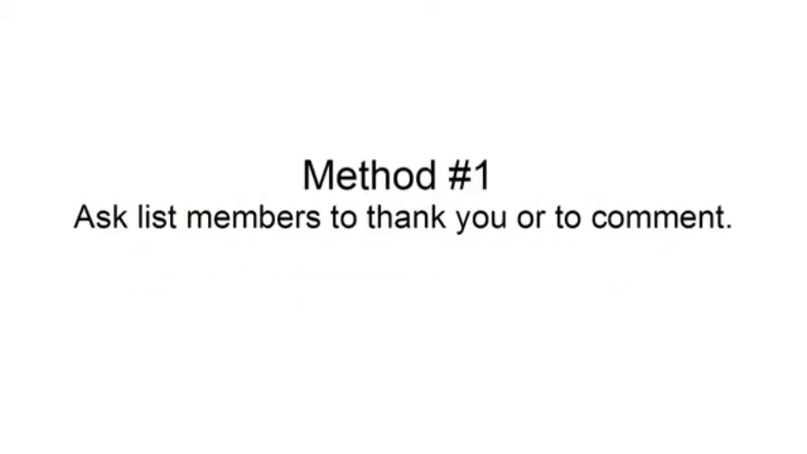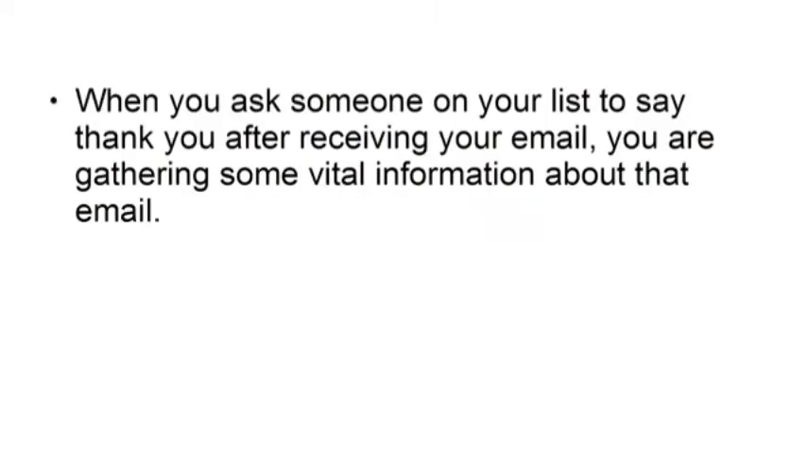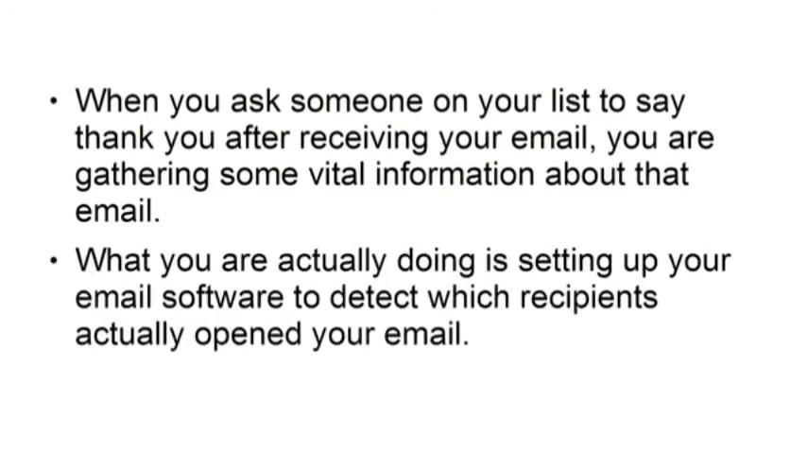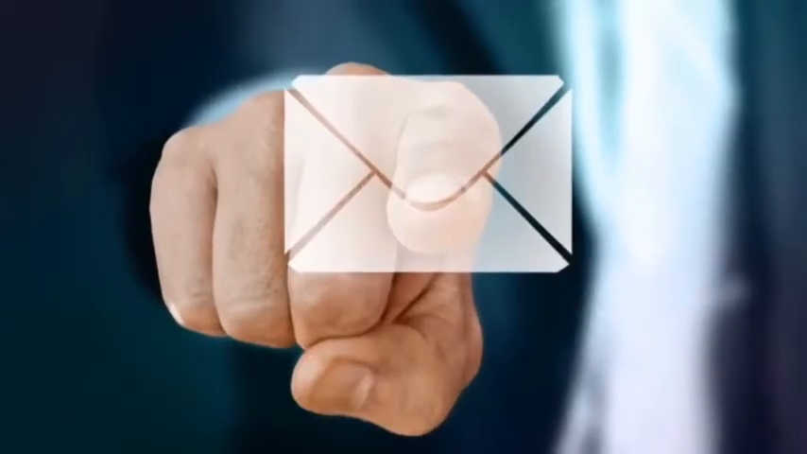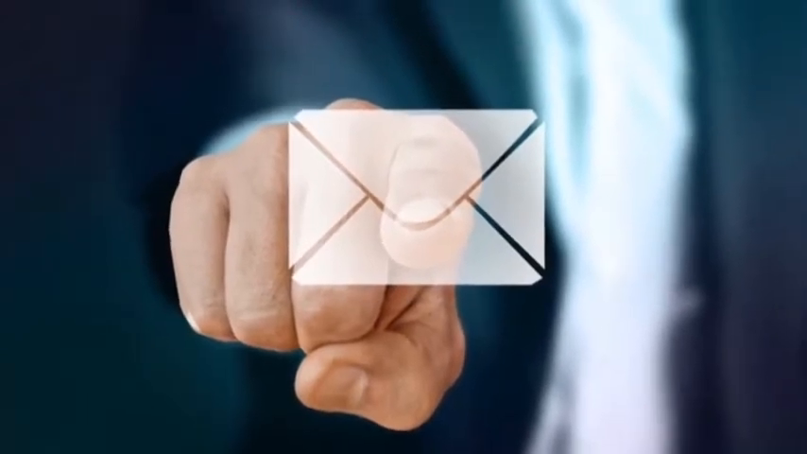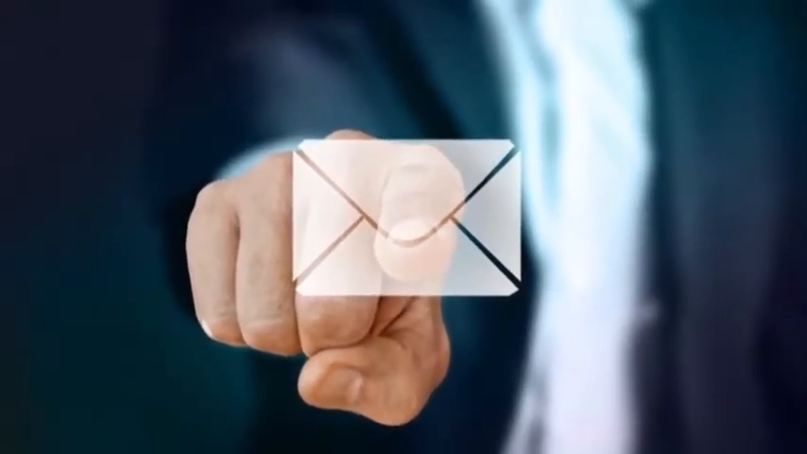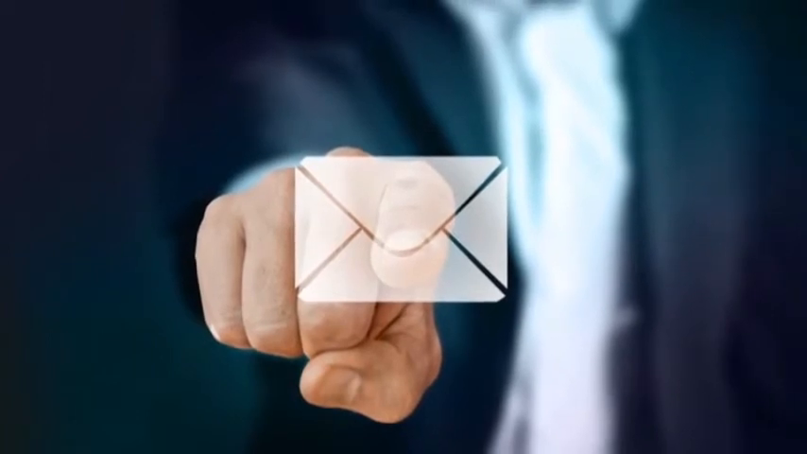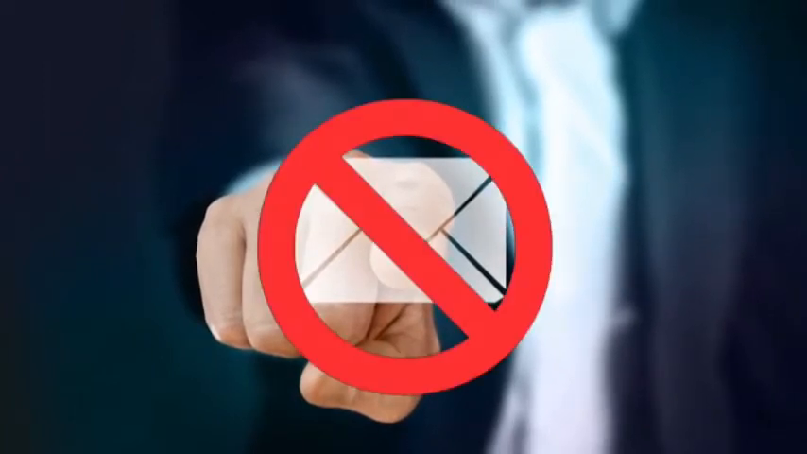Method number 1. Ask list members to thank you or to comment. When you ask somebody on your list to say thank you after receiving your email, you are gathering some vital information about that email. What you are actually doing is setting up your email software to detect which recipients actually opened your email. You have to understand that when you build an email list, a significant number of people will not open your email after they have received the freebie you offered them. That's just the nature of the beast.